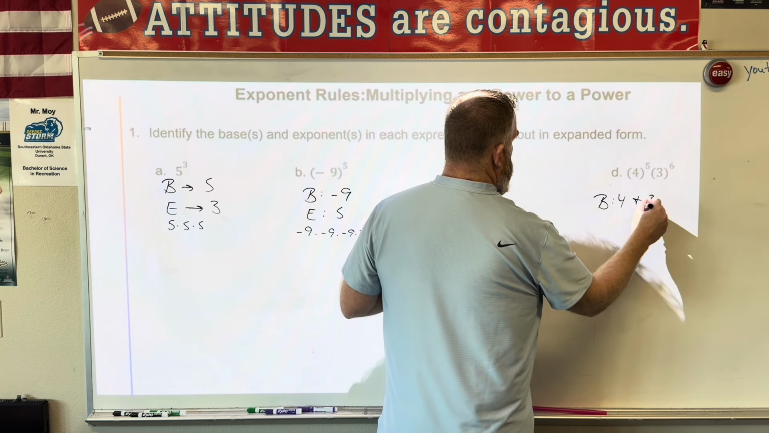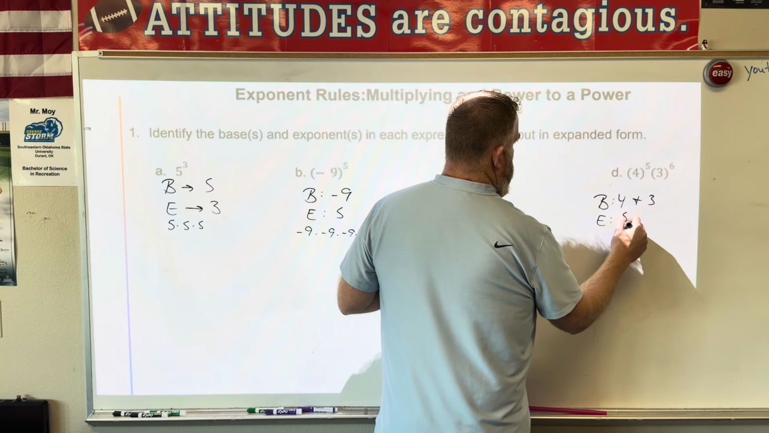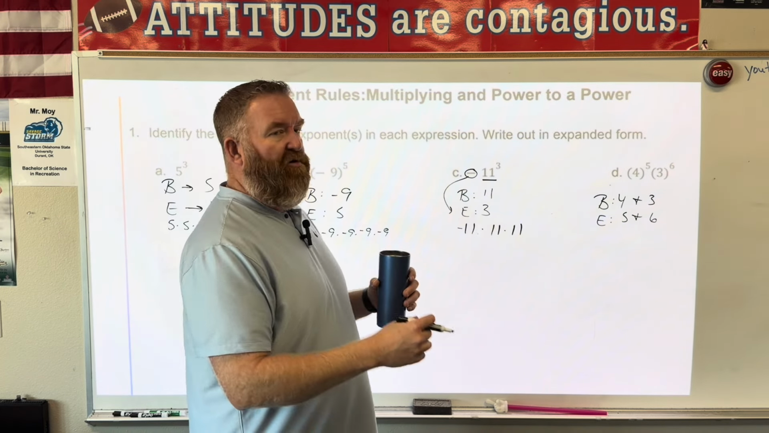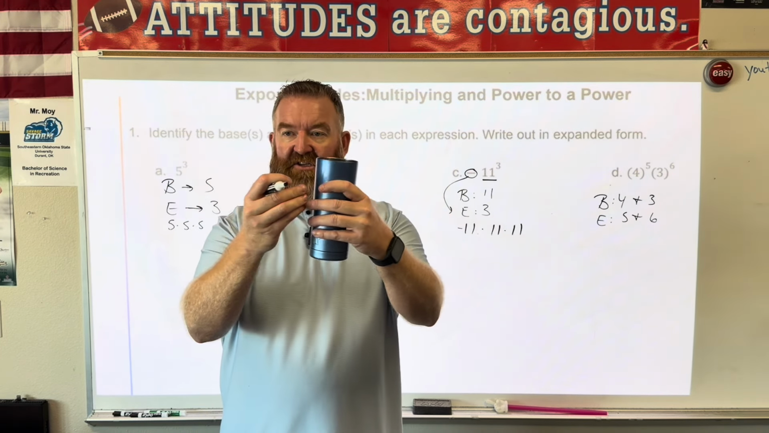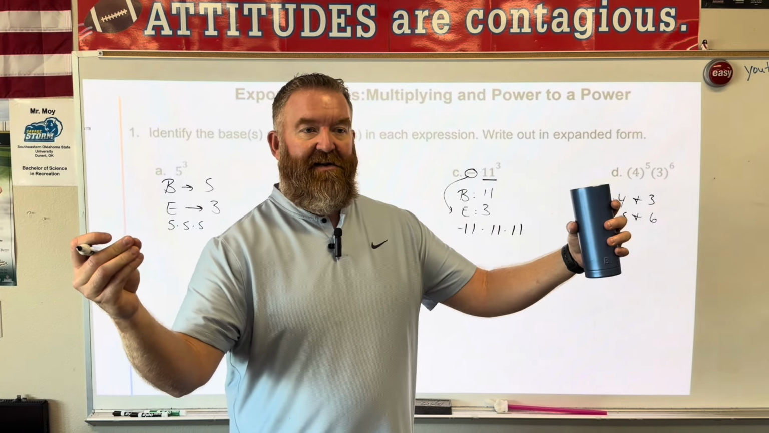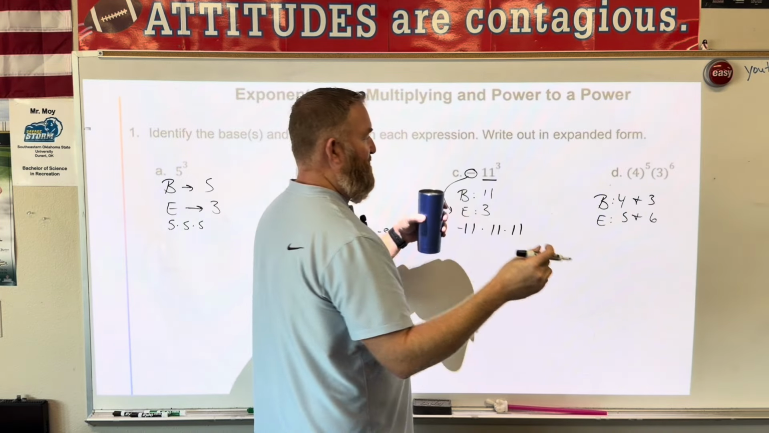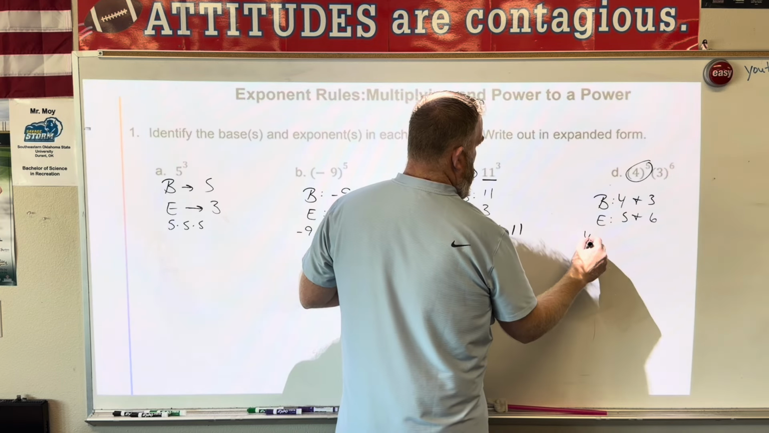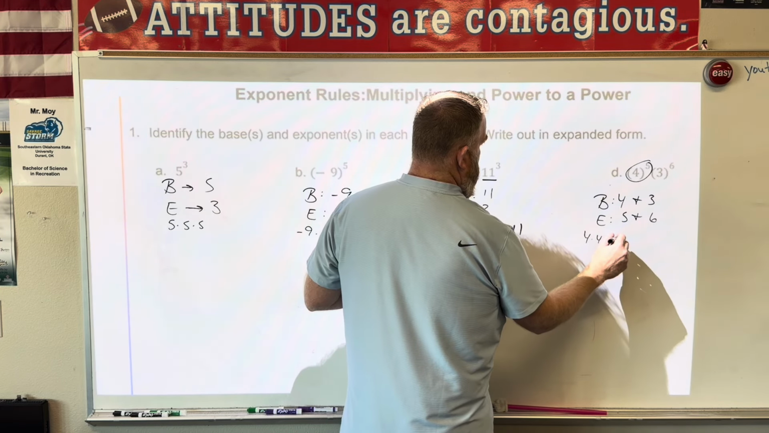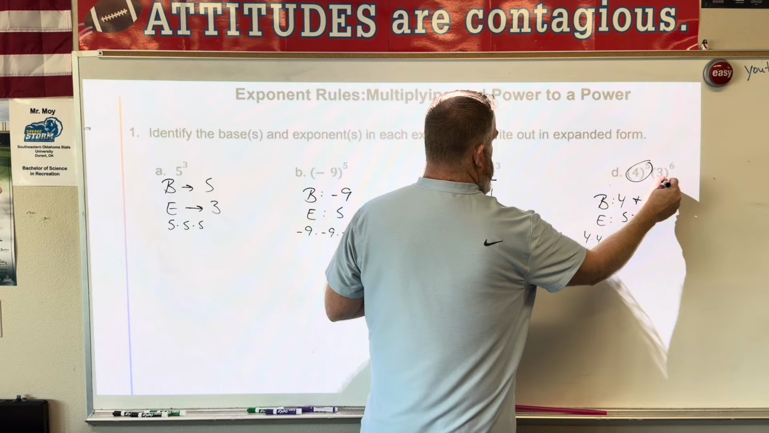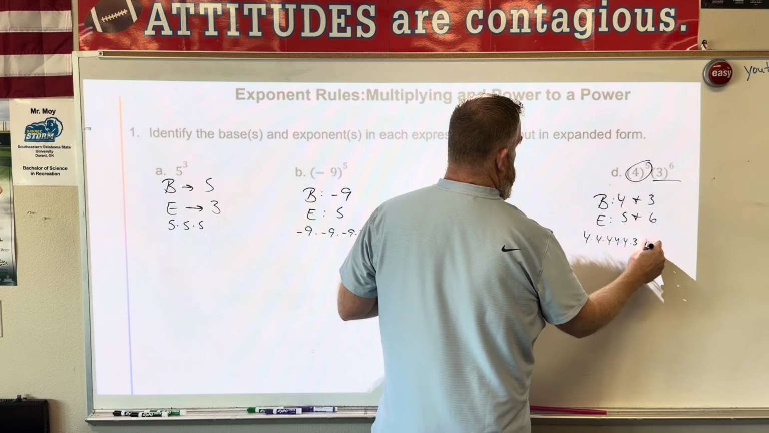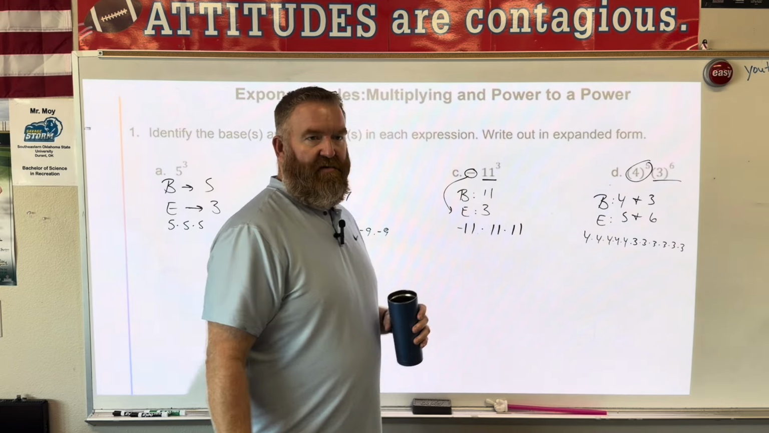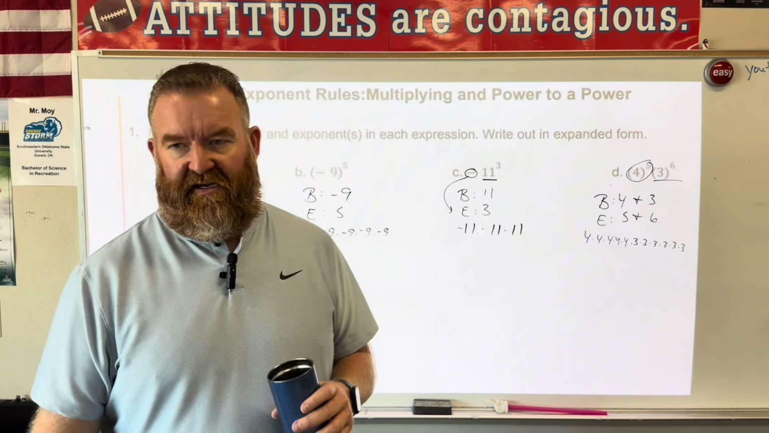4 and 3. Good. What are my exponents? 5 and 6. And how do I write this in expanded form? Expanded form means I just stretch it out. Expanded is just stretched out. So how many times do I multiply 4? 4, 4, 4, 4, 4. How many times do I write 3? 3, 3, 3, 3, 3, 3. Expanded form. That's why exponents come in handy.